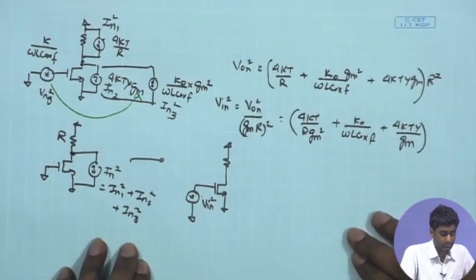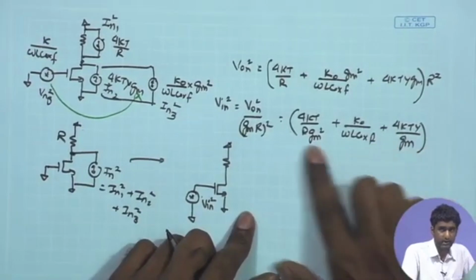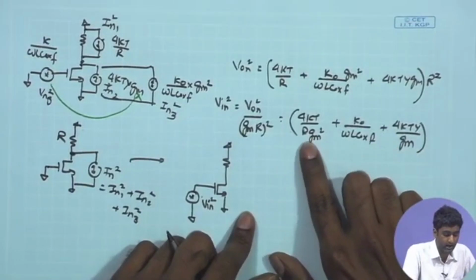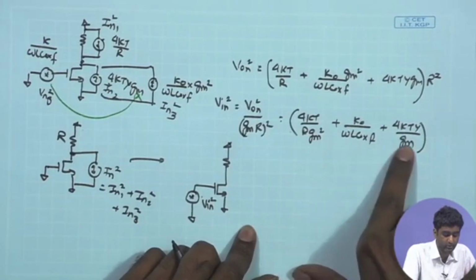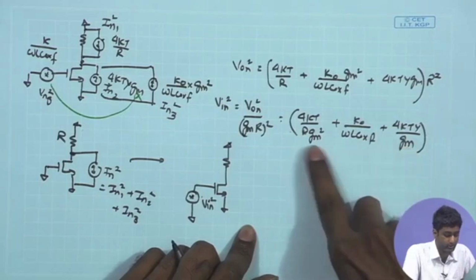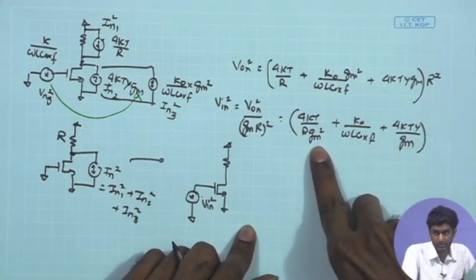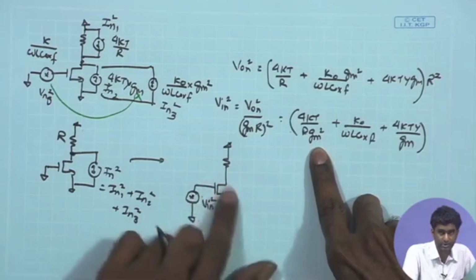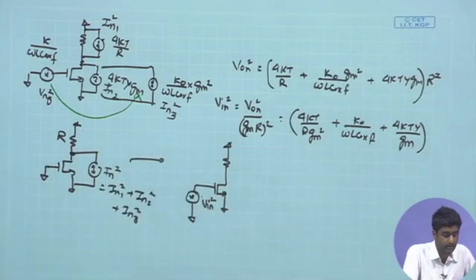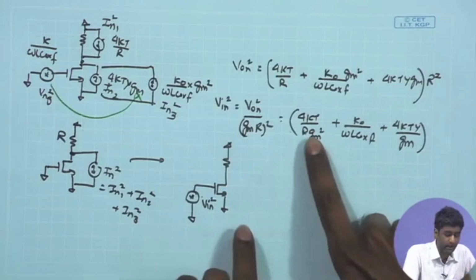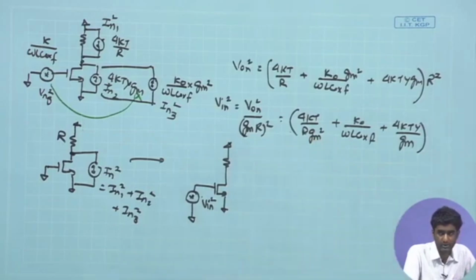And now, if you look at the dependencies in this case, we can look at the GM and the R dependencies. We can see that all throughout we have 1 upon GM dependency over here, 1 upon GM square dependency over here. So, definitely having a larger GM for this device is going to help us in reducing the overall input referred noise. Likewise, if you look at the R term over here, it is coming in the denominator, and therefore, increasing the R term is going to suppress the input referred noise.